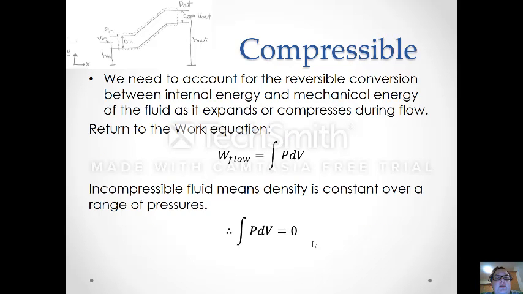All right, next we have compressibility. For the most part in this class, we're going to deal with incompressible fluids, but if you have a compressible situation, you need to account for the reversible conversion between the internal energy and the mechanical energy, and so you have this integral of the pressure as it's changing with respect to volume. But if you have an incompressible fluid, which we deal with for a lot of problems, that term will just go to 0.